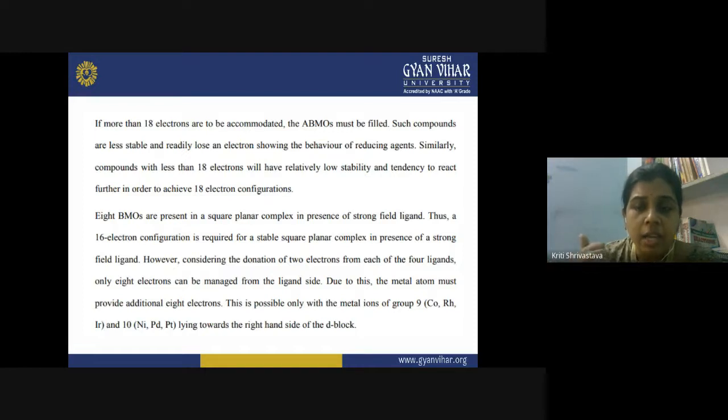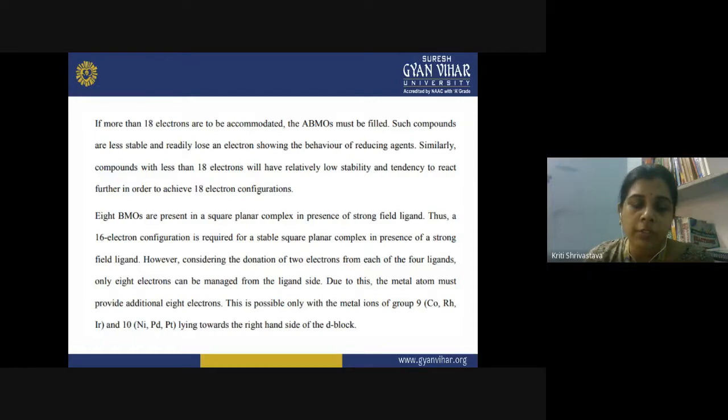And if the electron count comes to less than 18, then what will happen? Again, the stability will be low, and now the carbonyl will try to attain that 18 electron configuration. So it will try to catch electrons from the neighboring place. It will try to capture that electron from any compound which comes in contact with it. In that case, it becomes a strong oxidizing agent.